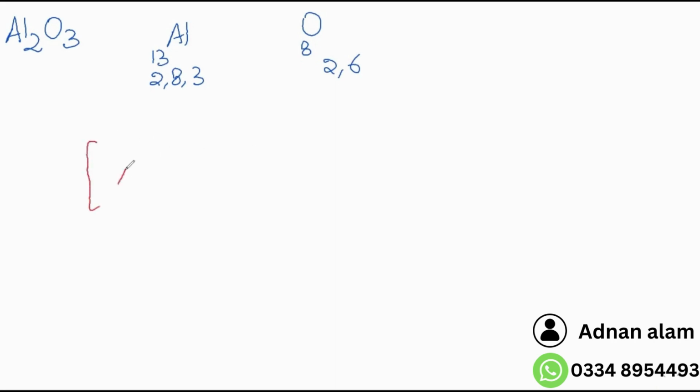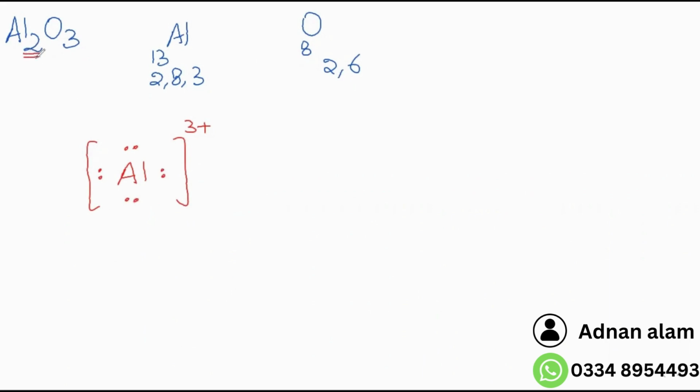Now the other dot and cross diagram is for Al2O3. You know that aluminum's proton number is 13 and oxygen's proton number is 8. So the electronic configuration is like this, and the configuration for oxygen is like this. One aluminum will lose 3 electrons because aluminum has 3 electrons in the valence shell. Then the inner shell becomes the valence shell with 8 valence electrons.